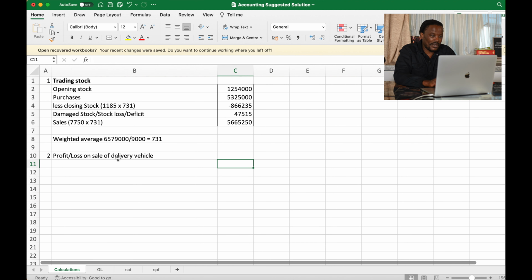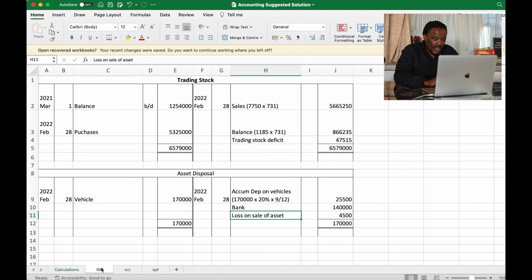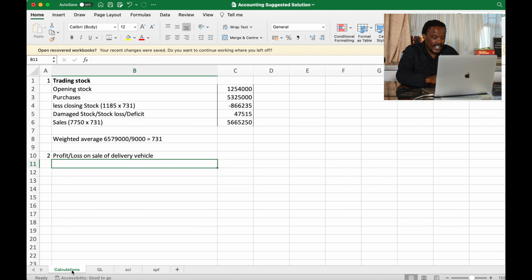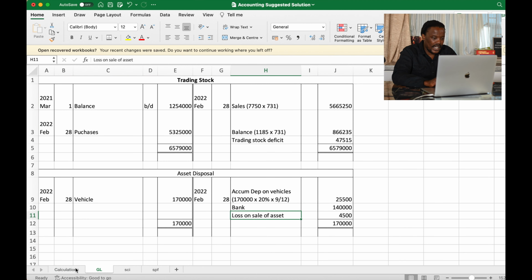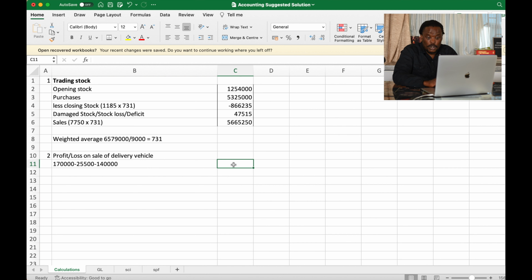Now, this loss on sale of asset is already determined, but I just wanted to show you in terms of T accounts. But in terms of this calculation, it becomes very, very simple, because what you needed to do there was to show that this 170,000, which was the carrying amount of this vehicle, minus accumulated depreciation, which is 25,500, minus the amount which it was sold for, which is 140,000. It was sold for 140,000, and in that essence, it will just show you the amount.